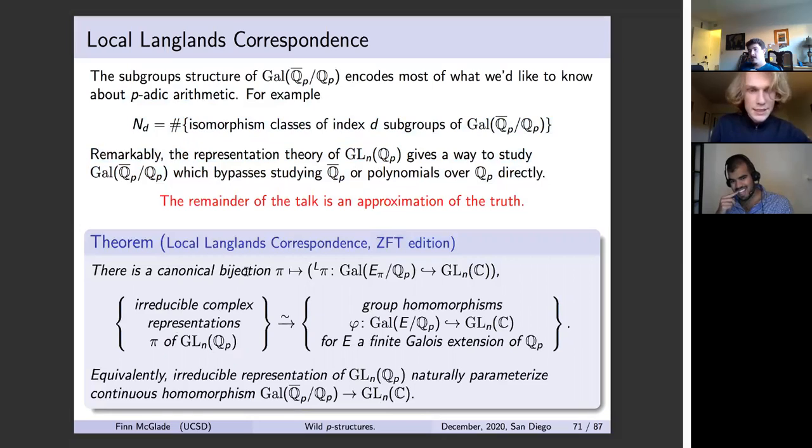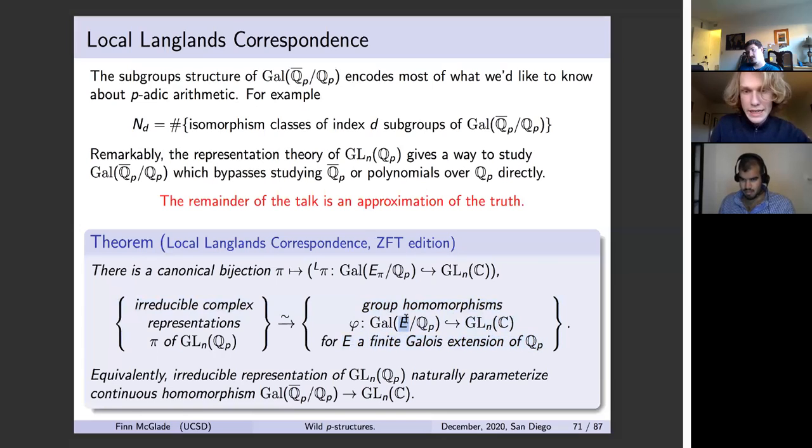So what it says is that there's some kind of canonical bijection between two sets. Okay, so what are the sets? One of the sets is the set of irreducible complex representations of this group GL_N(Q_p). And the other set is the set of homomorphisms from Gal(E/Q_p) into GL_N(C), where E is some finite Galois extension of Q_p.